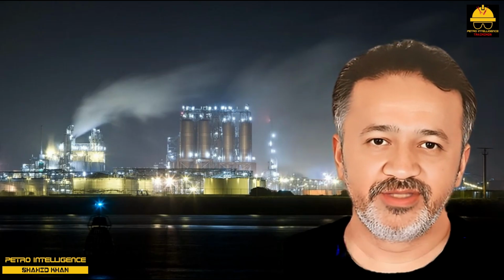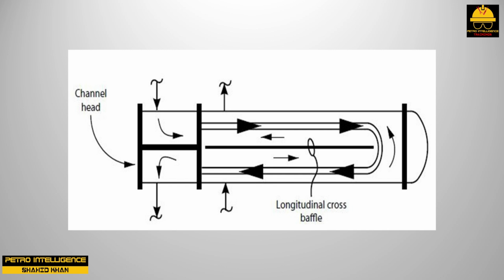2-pass shell exchangers. This picture shows that such an exchanger is in true countercurrent flow. The shell side inlet and outlet nozzles are located on the same side, close to the channel head. The cross baffle shown, longitudinal, is required to direct the shell side flow along the length of the shell. This looks good on paper.